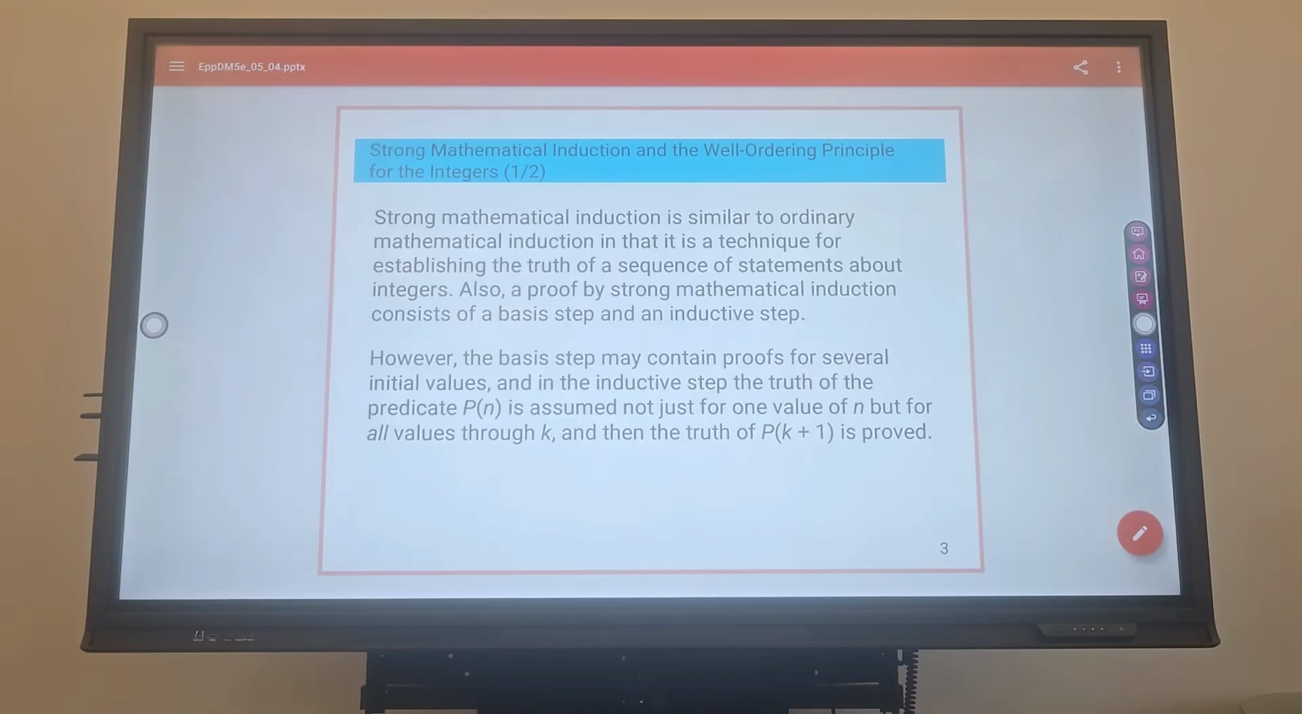However, the basis step may contain several proofs for several initial values. And in the inductive step, the truth for the predicate P of n is assumed not just for one value of n, but for all values through k. And then the truth of P of k plus 1 is proved.